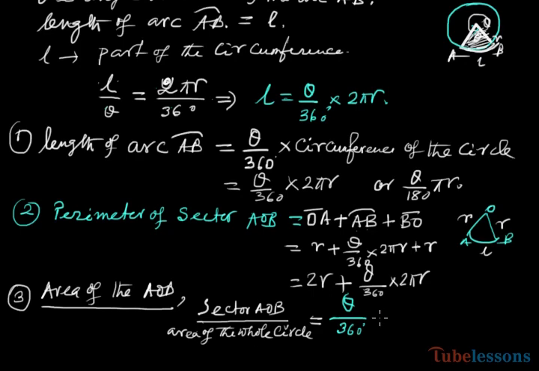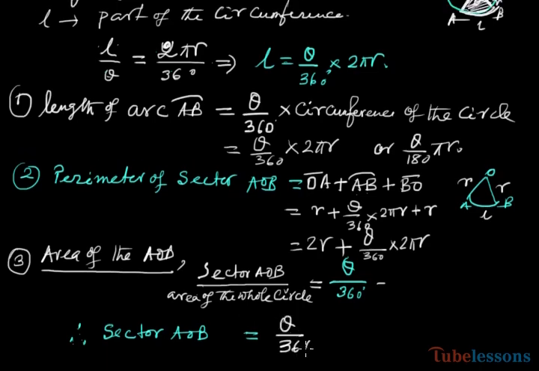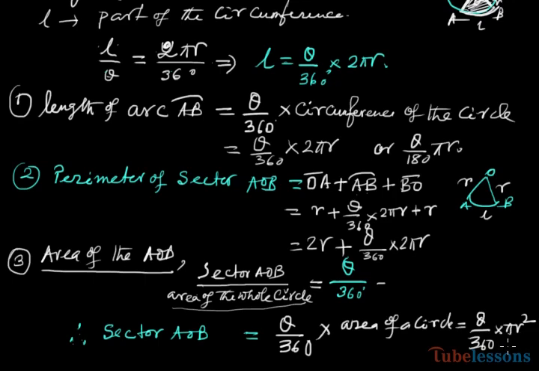So, from this relation, we can write, therefore, area of sector is theta by 360 into area of the whole circle, that is area of a circle. So theta by 360 into pi r square units.